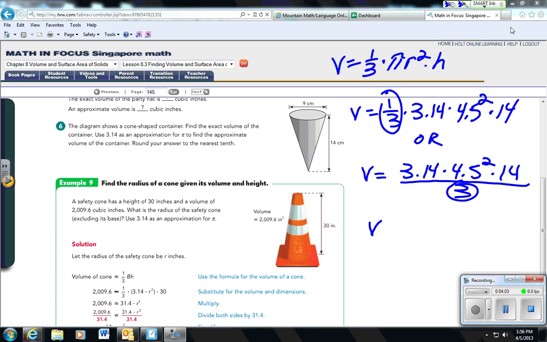When you do that, you'll get volume equals 296.73. It's asking us to round to the nearest tenth. So our answer is 296.7 centimeters cubed.